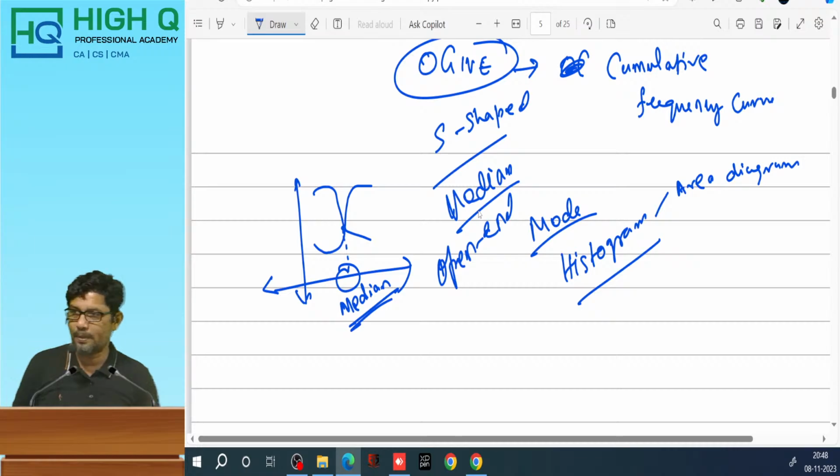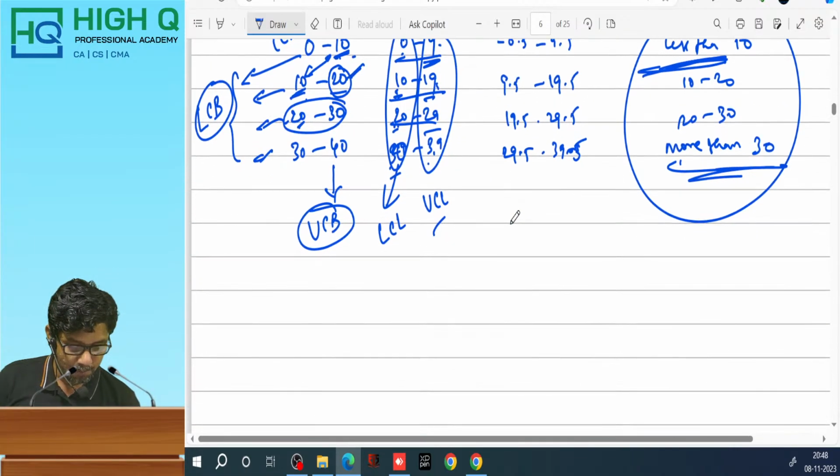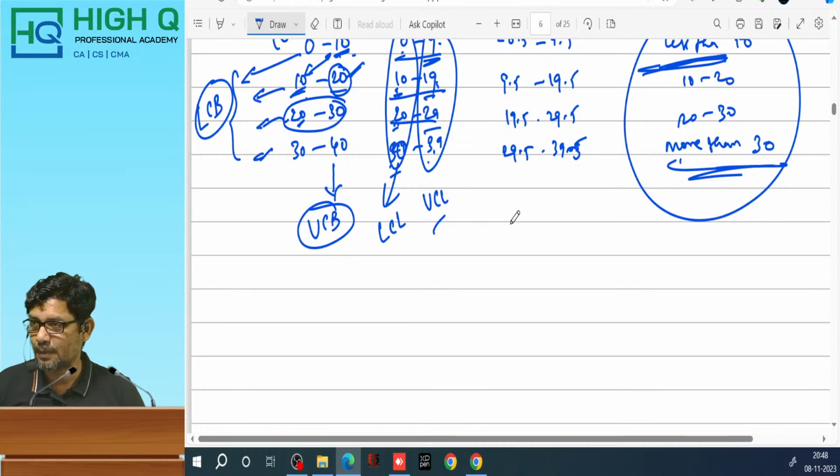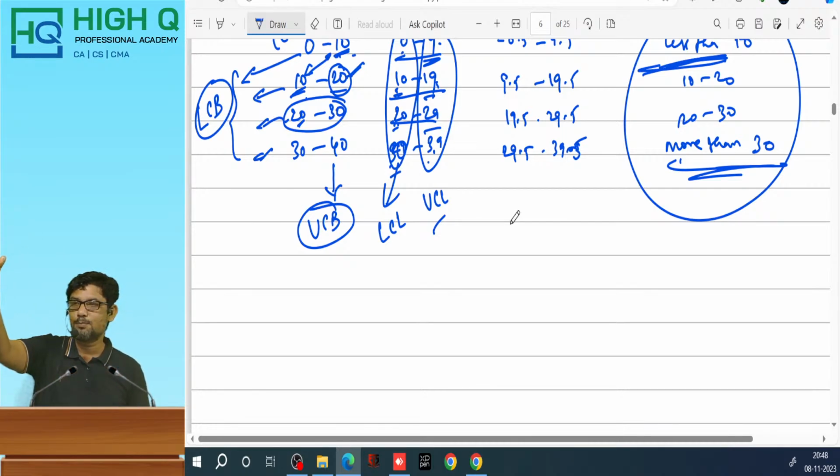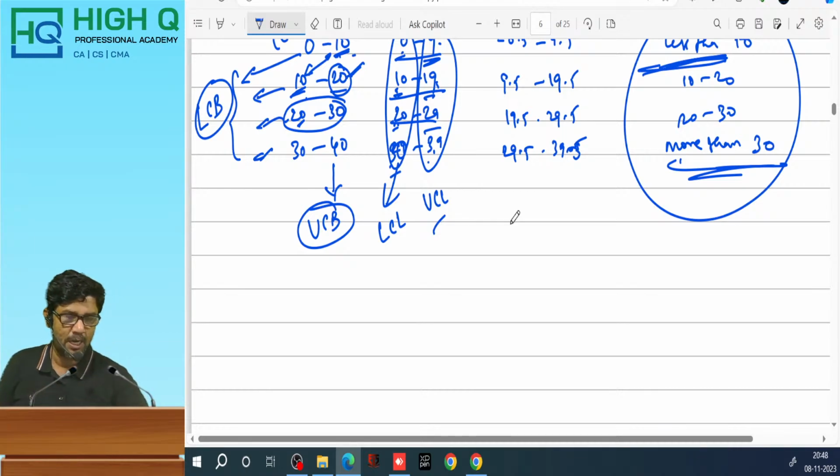When the class is open end, the best suitable average is what? Median. Now, midpoint of each class we call it as what? Class mark. Upper class boundary minus lower class boundary is called a class interval.